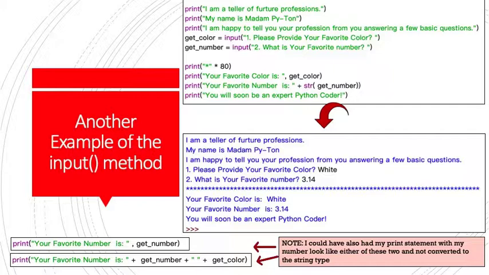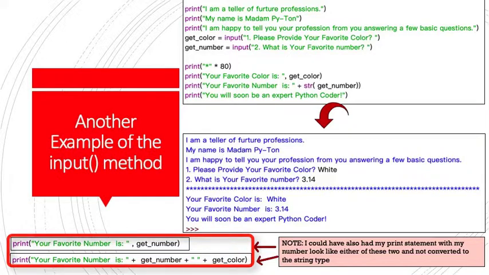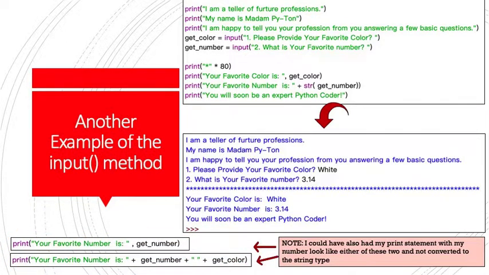So here we have get_color input, "Please provide your color," and get_number input, "Please provide your favorite number." So you see in the output, that gets printed out. Now notice here, I type converted our get_number variable to a string. I really didn't need to do that because as you can see here on the bottom, I can do it that way. I can do it without the type conversion, with just the pluses and no type conversion either, and I don't have a problem.